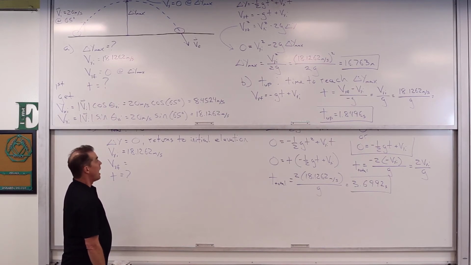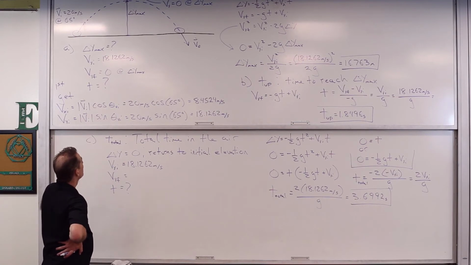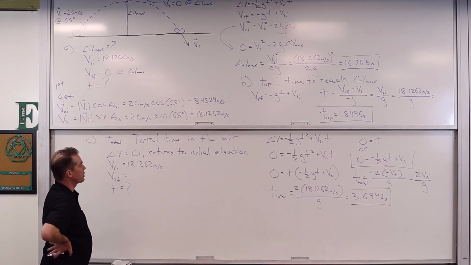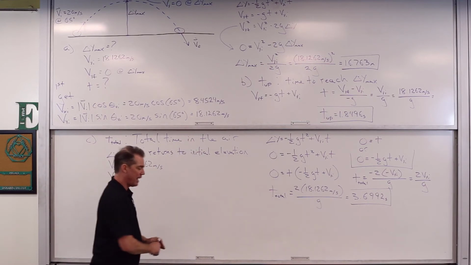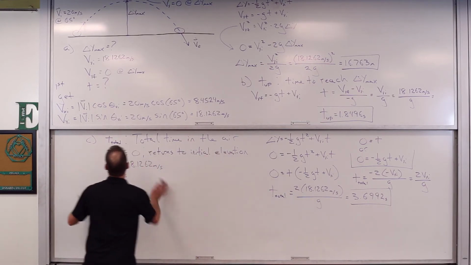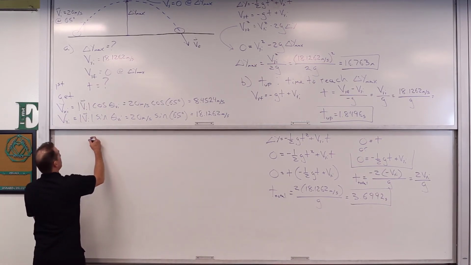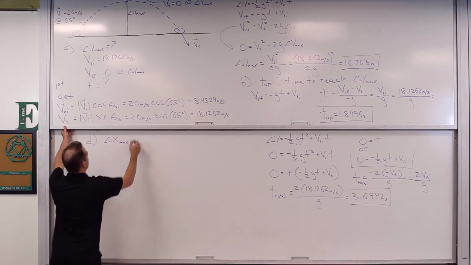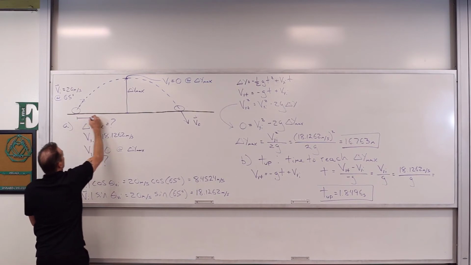Love it. All right, let's ask one more thing here. Let's ask ourselves, what is the maximum? No, let's not ask one more thing. Let's ask a couple of things. What's the maximum displacement in the x direction? How far does this object move in the x direction? What's its range? When it comes back down to the same elevation from which it began, how far has it moved in the x direction? I'm going to erase that right there and say that we want delta x max. The range.